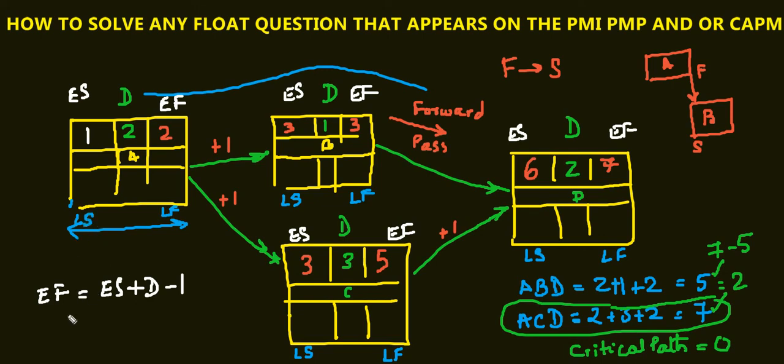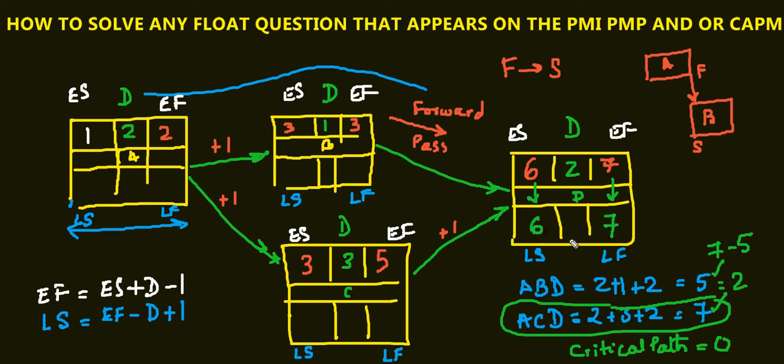Now late start will be the unknown. Late start is equal to early finish minus duration plus 1. Just look at this, these signs get inverted. There is one rule here: always copy these numbers down only for the last activity. That's the critical path. Just put this 7 here, 6 here.